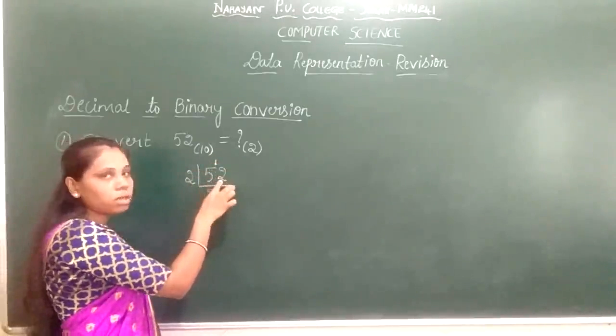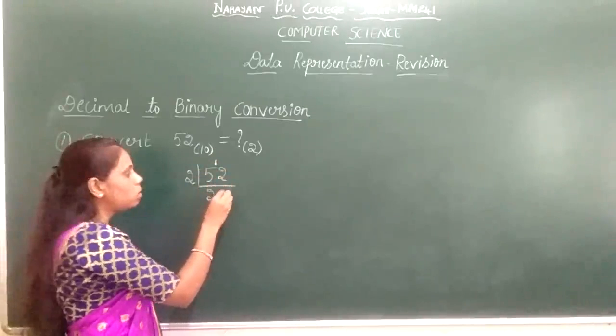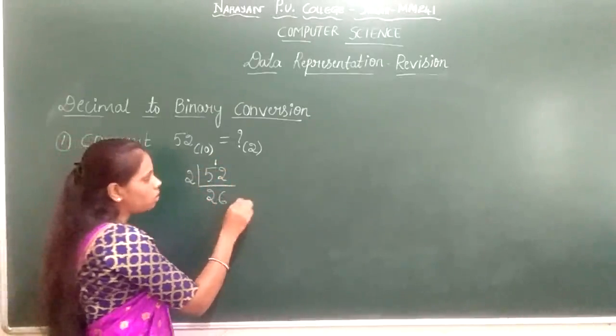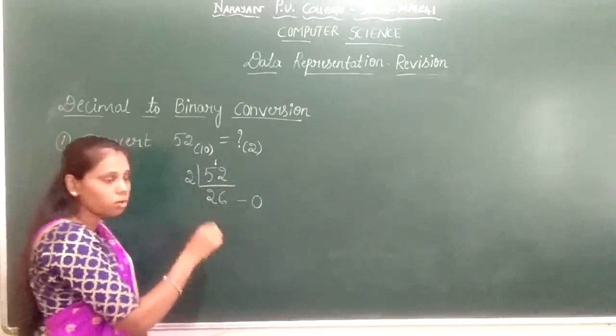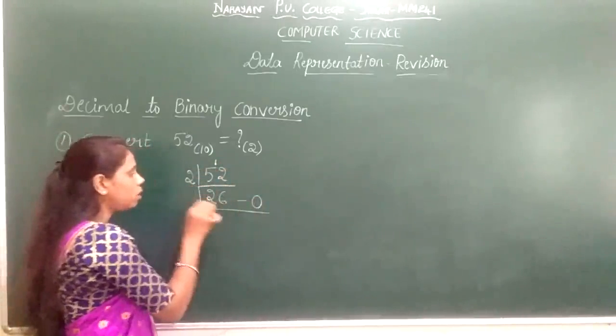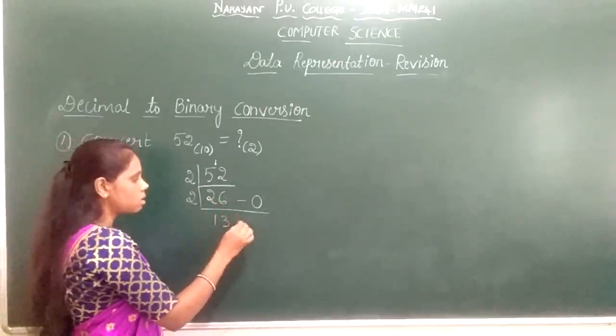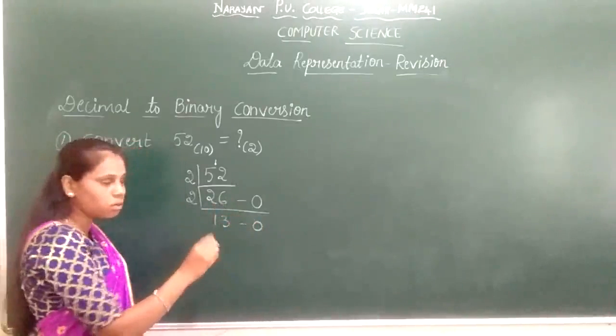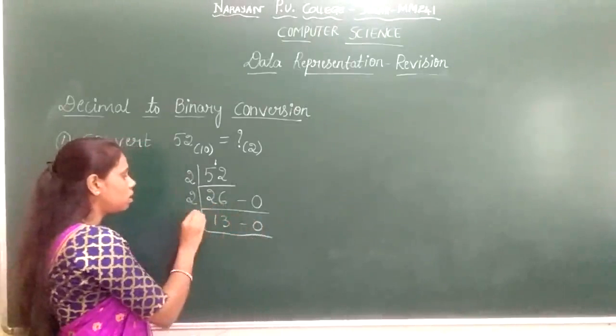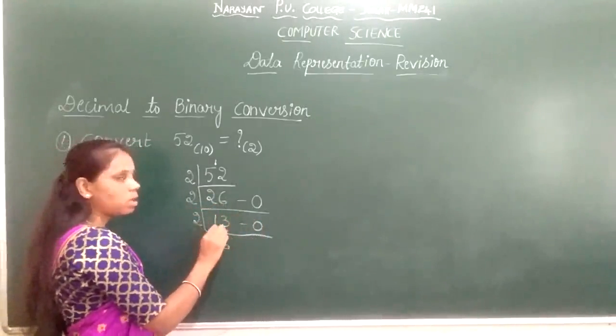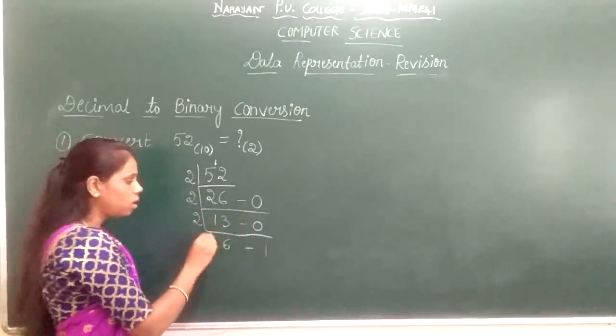So it will become 10, 2 5s are 10. So now 2 6s are 12. What is the remainder? The remainder is 0. Again divide by 2. 2 1s are 2. 2 3s are 6. The remainder is 0. Next, 2 6s are 12. The remainder is 1.